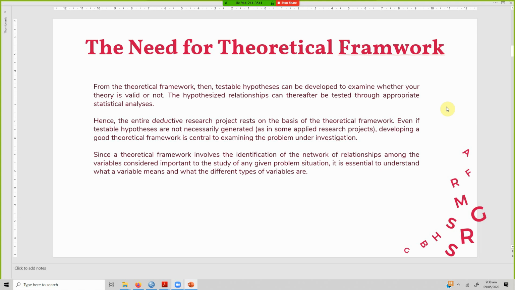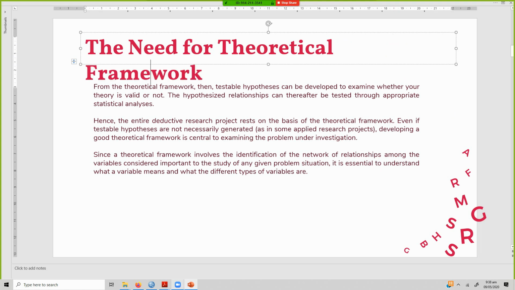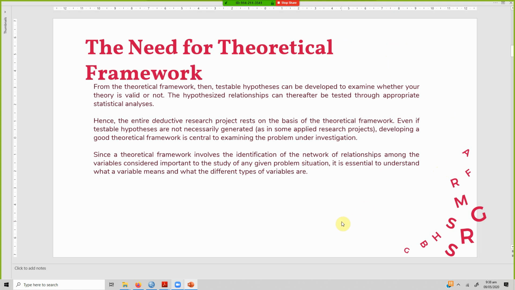Hence, your entire deductive research project rests on the basis of your theoretical framework. So all the hypotheses that you draw should have a solid theoretical framework. Failure to have a solid theoretical framework will actually mean a very weak research. Even if testable hypotheses are not necessarily generated, developing a good theoretical framework is central to examining the problem under investigation.